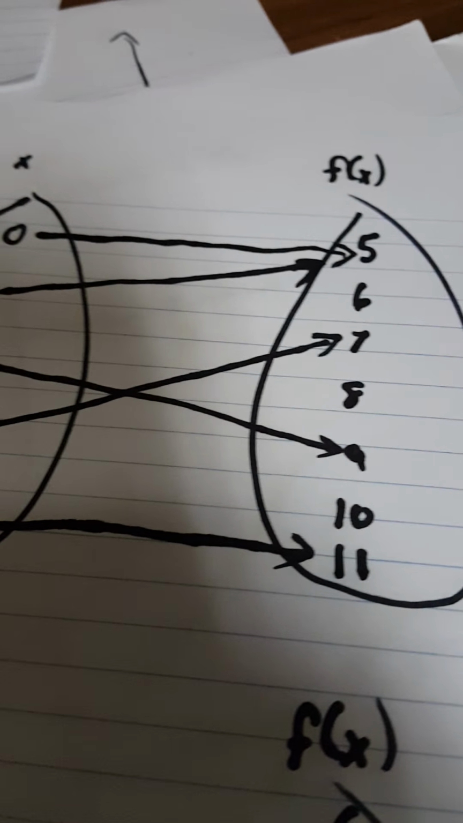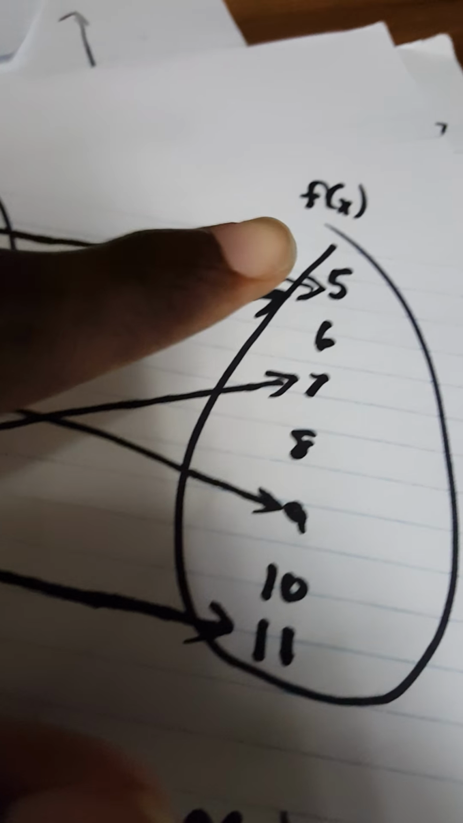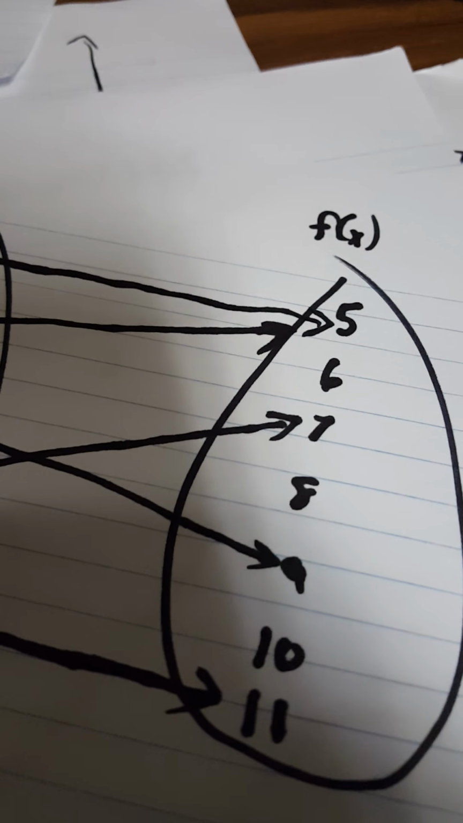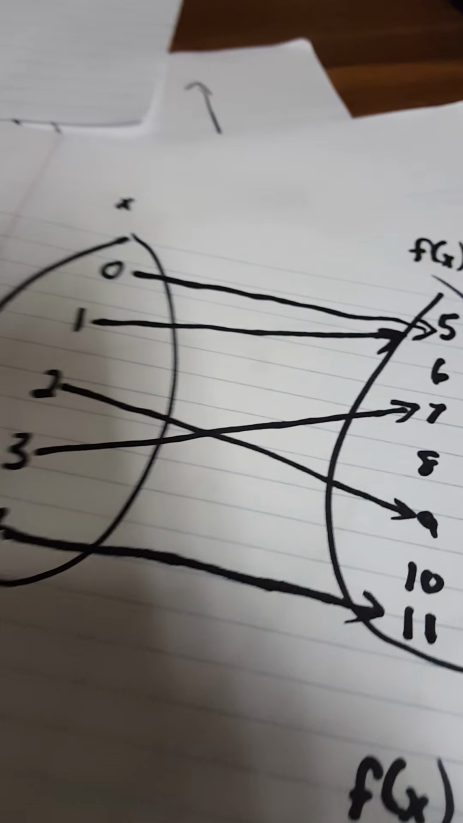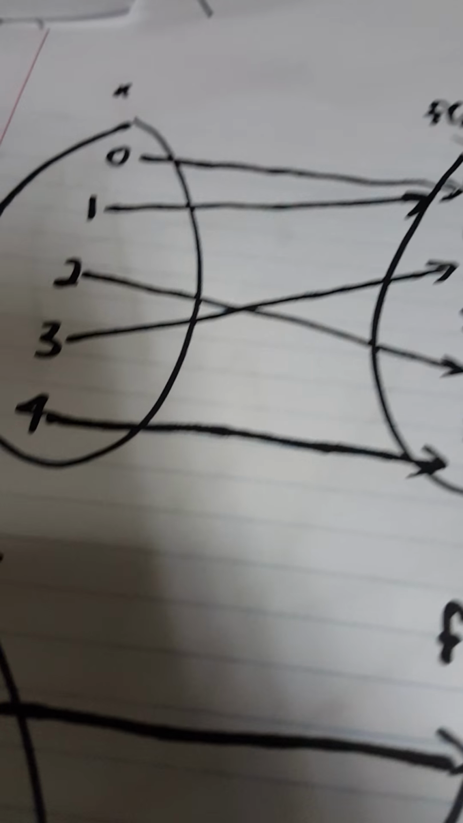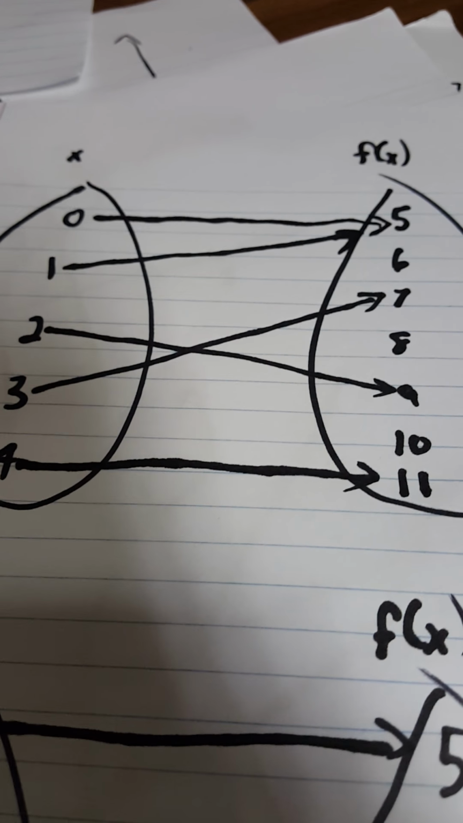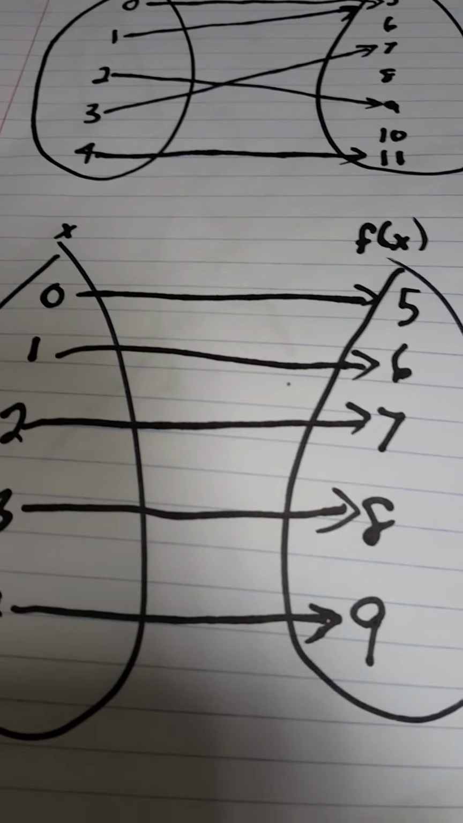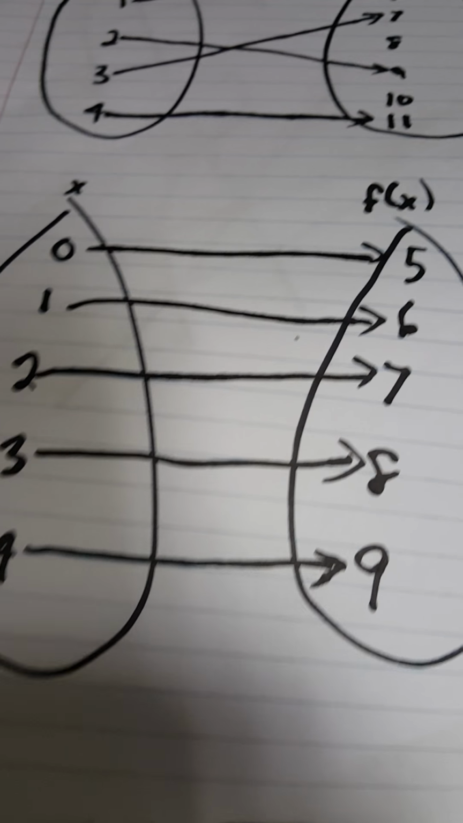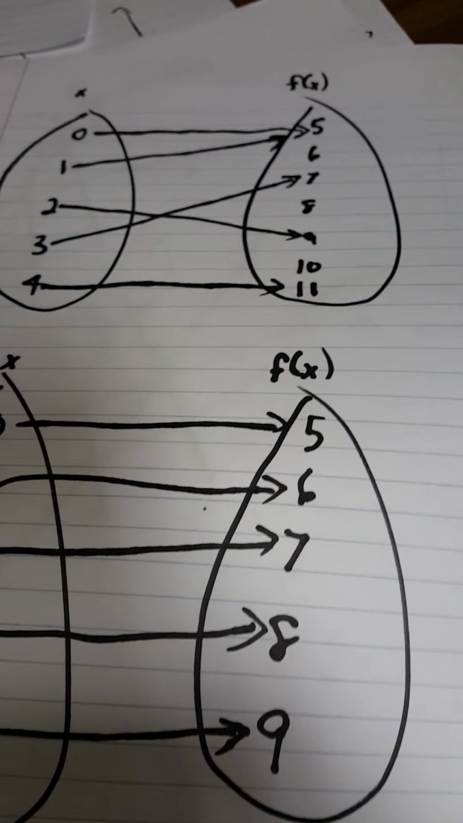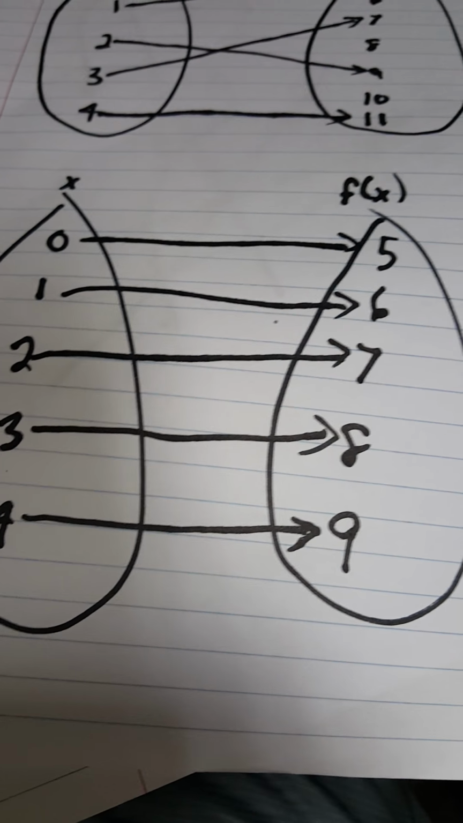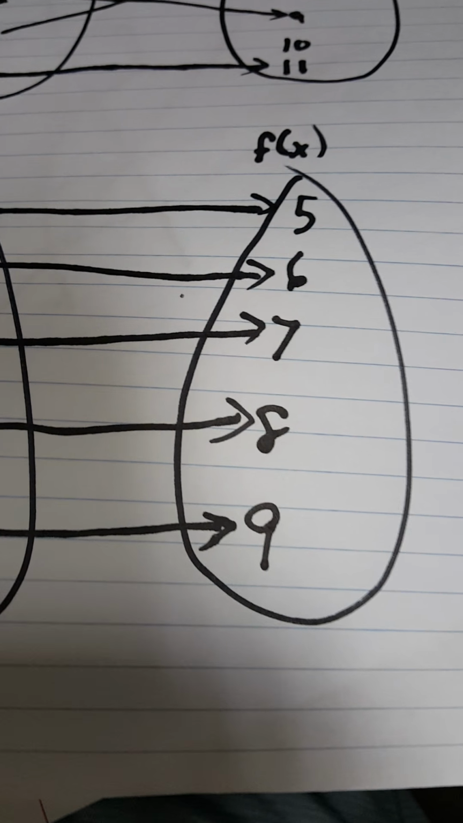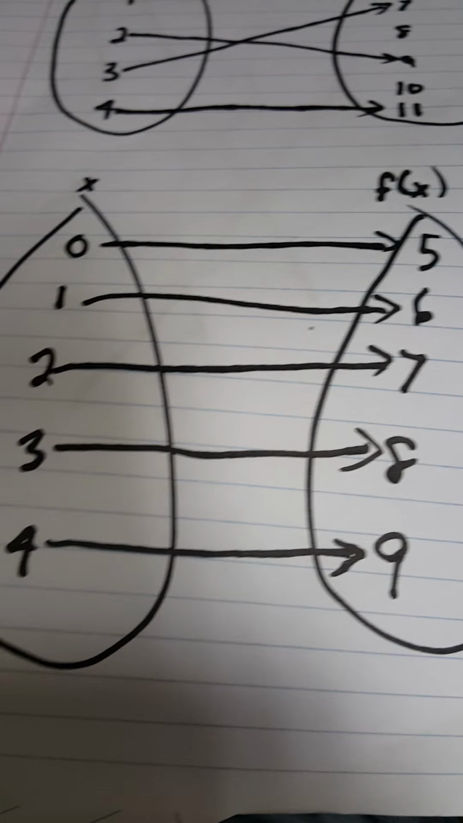But as you can see here, this f of x value, this y, has two x values that correspond to it, which means it's not one-to-one. But here, every x value corresponds to one y value. Also, since all of the numbers in the codomain are used, you can say that it is onto. It is an onto function.